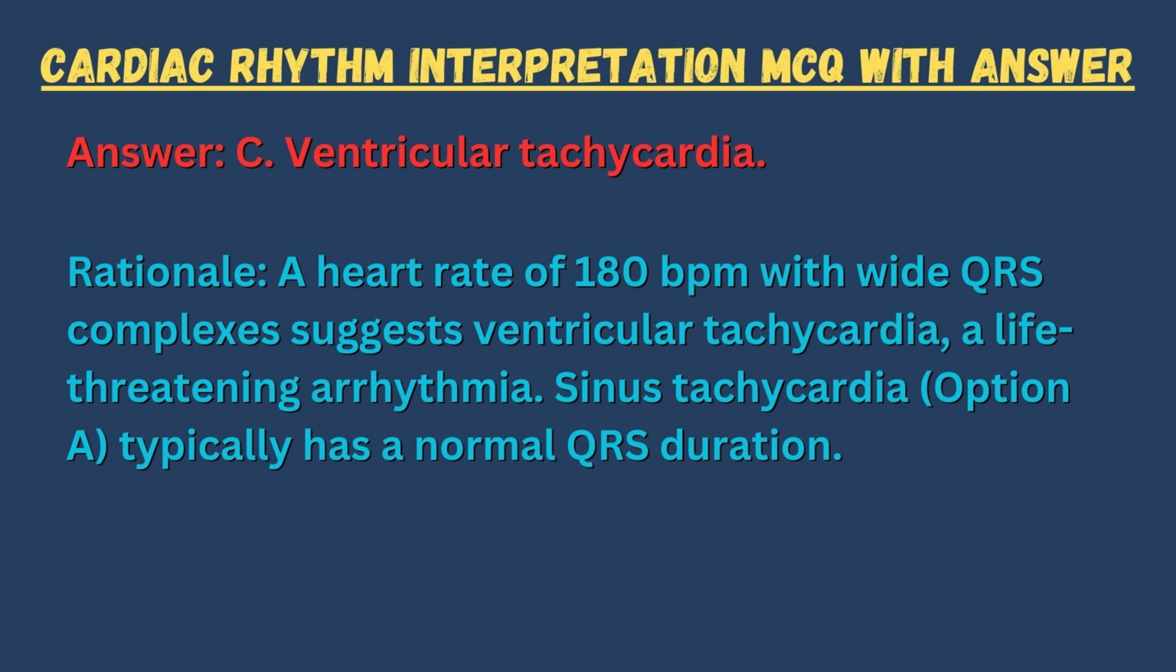Answer. C. Ventricular tachycardia. Rationale. A heart rate of 180 bpm with wide QRS complexes suggests ventricular tachycardia, a life-threatening arrhythmia. Sinus tachycardia, option A, typically has a normal QRS duration.